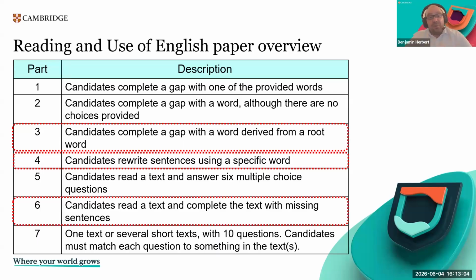If you would like to find out more information about the other parts of the Reading and Use of English paper, which we're not focusing on today, I've included some information in the slides at the end of this presentation, where you can scan a QR code and find the handbook for teachers for the B2 First for Schools exam, and you can find more details about all of the exam and its constituent parts there. So let's begin with part 3.